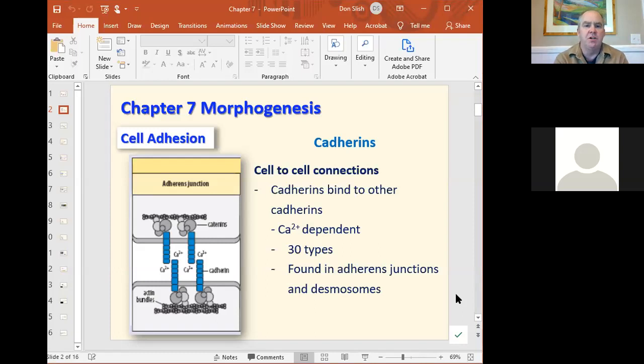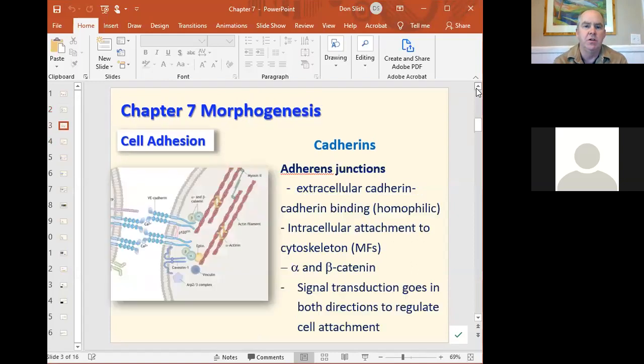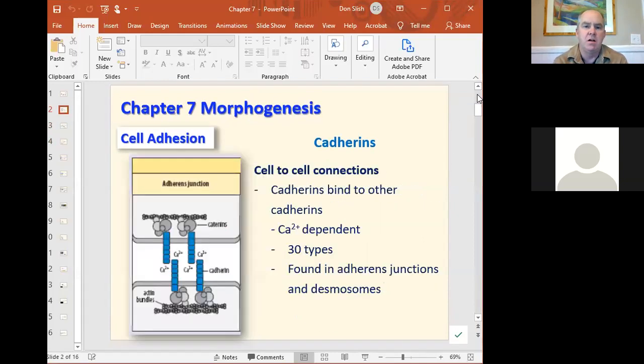Okay, so how do cells hold each other? We've got a couple different structures, and these structures are always grouped together, so you get little spot welds between cells. So cadherins are one group of protein that are connecting cells to cells, and cadherins are really interesting in that they're homophilic, which means they only bind to themselves. So a cell with E-cadherin will bind to a cell with E-cadherin.